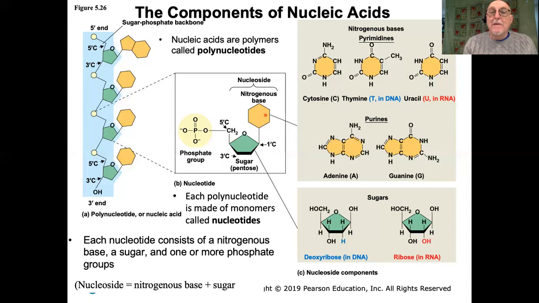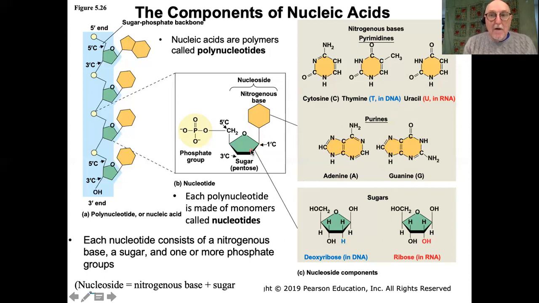This nitrogenous base may be 1 or 2 rings, depending on what it is. So there's 1 or 2 rings, nitrogenous base, attached at the 1' carbon. In all of the nucleic acids, there are only 5 of those bases that are used. And they are cytosine, thymine, uracil, adenine, and guanine. Any of them could be attached at the 1' carbon.